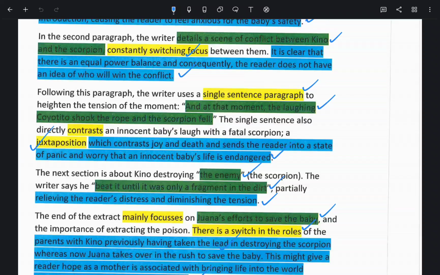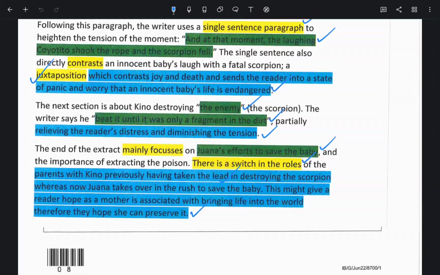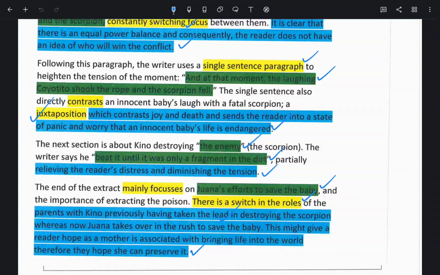That is, as you know, a structural device which we went over earlier, which contrasts joy and death and sends the reader into a state of panic and worry that an innocent baby's life is endangered. So here we've got an example of juxtaposition, and it keeps the readers hooked because they question what is going to happen next. So that's that.